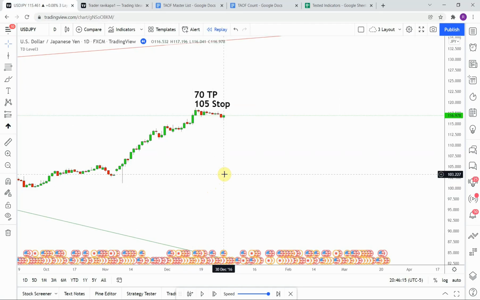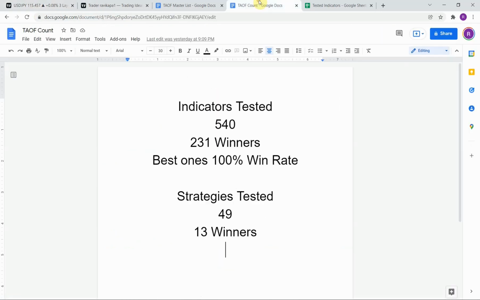Alright, as I said, today we will be testing the Trendline TomDemark indicator. Before we do though, I wanted to put the testing scoreboard up for everyone to see. So to date, we have tested a total of 49 different strategies, with 13 of them being profitable. We've also tested a total of 540 indicators, with 231 of them being winners. The best ones so far were able to achieve a 100% win rate. Now you need to go back and watch those videos to understand the context of how they were able to achieve that. So go back and watch those videos and see what you can get out of those winning indicators.